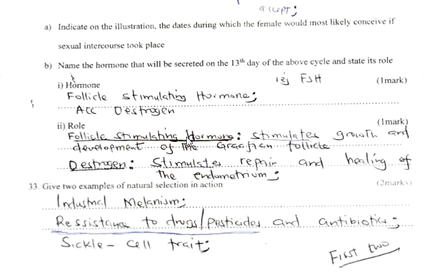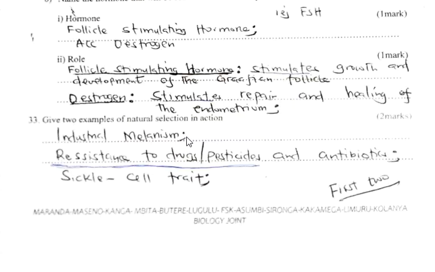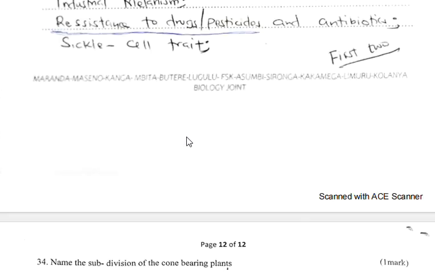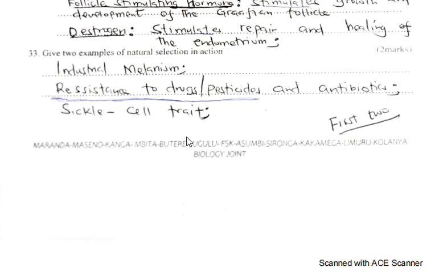Question 33. Give two examples of natural selection in action. That is industrial melanism, which was talking about different varieties of moth. Then resistance to drugs or pesticides and antibiotics. Then also sickle cell trait.